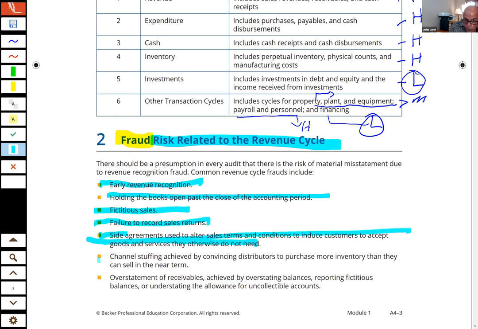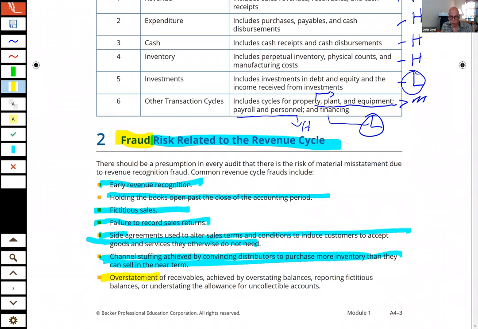You tell them, hey, you can return this for up to 2 years, you can still return this. Well, then it's not actually a sale, right? Channel stuffing, basically trying to get them to buy stuff now in the near term. All of these relate, guys, to overstatements, okay? We're worried about overstatement of revenue.